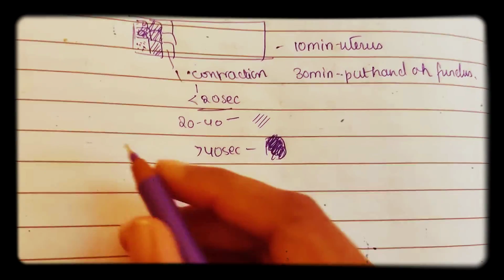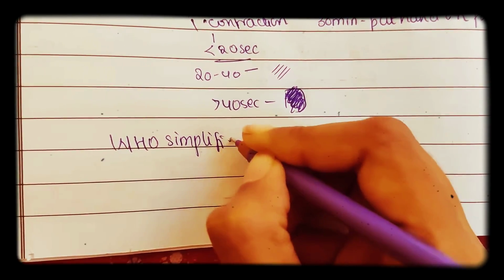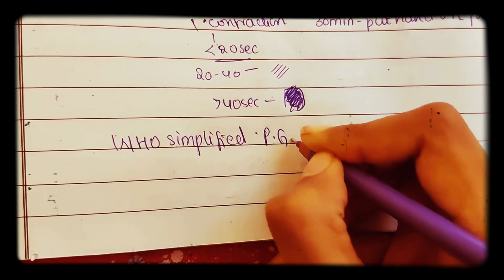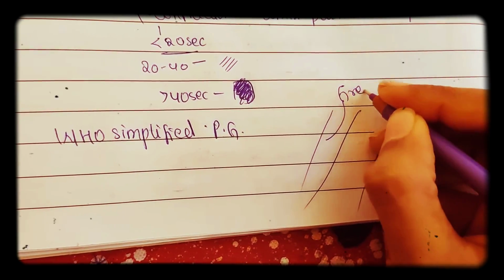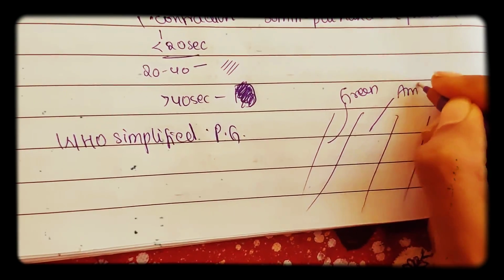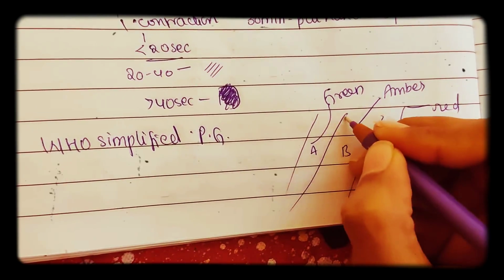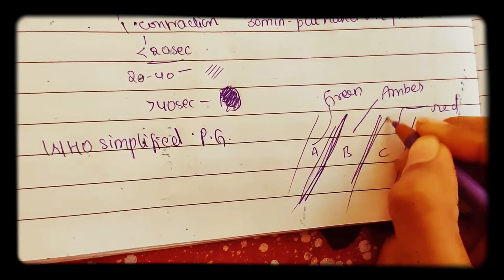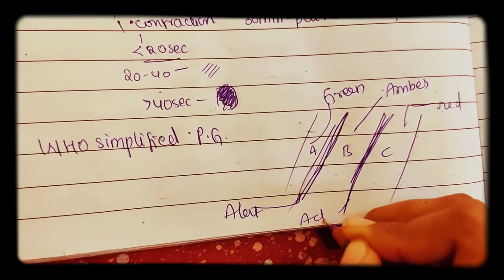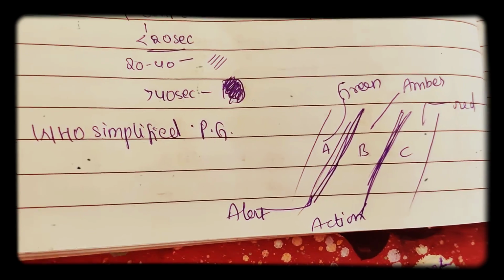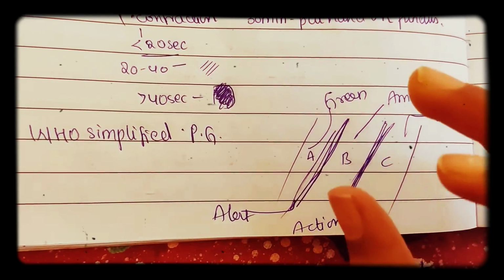Okay, now coming to another partograph called the WHO Simplified Partograph. It is divided into 3 colors: this one is green, this one is amber, and this one is red. They are marked as A, B, C. This is the alert line, and this is the action line. This is simplified. Each zone is represented by a different color. The alert line and action line are present here, but they are not specifically marked.